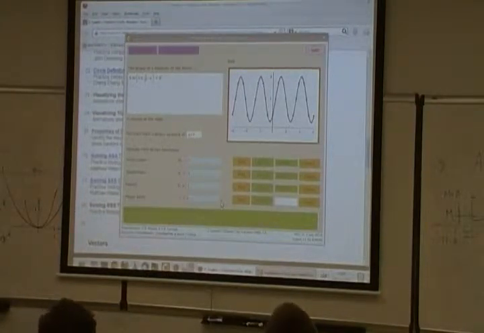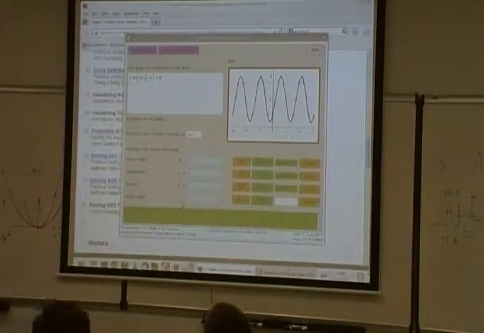The Greek letters are not showing up in the applet. Are they on the screen any different? No. Okay, the Linux system doesn't have the fonts set right. So that should be a phi, that should be a pi.